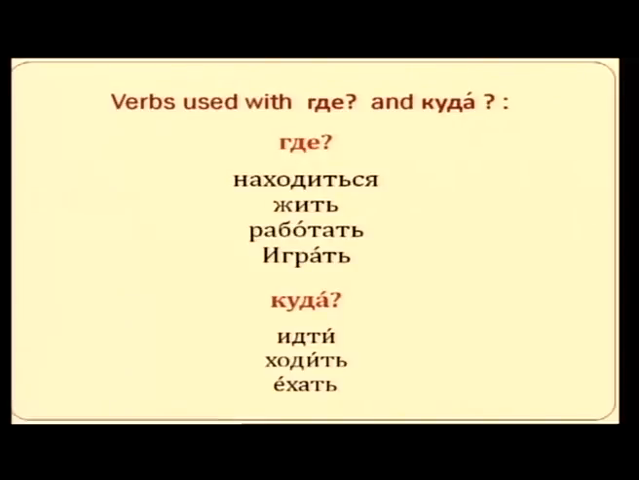So, here we have conjugated the first verb идти according to я. Я иду куда? Я иду в парк. Let us take another example while I use the second verb ходить. Мой брат часто ходит в кино.